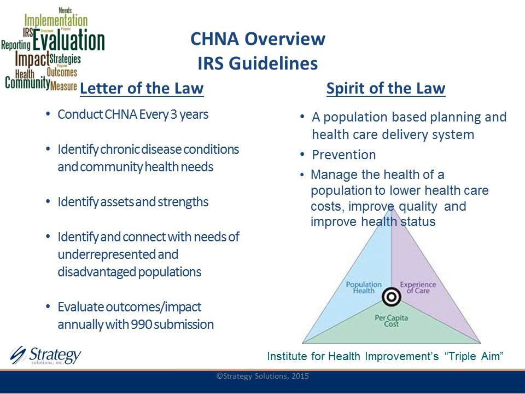Now, this is a reminder for most of you, I'm sure, the IRS CHNA guidelines. The letter of the law is we've got to conduct a needs assessment every 3 years, identify chronic disease conditions, identify assets and strengths, identify and connect with the needs of underrepresented populations, and evaluate the outcomes and impact annually with a 990 submission, and especially every 3 years when you replicate the study. The spirit of the law, of course, is a population-based planning and healthcare delivery system.